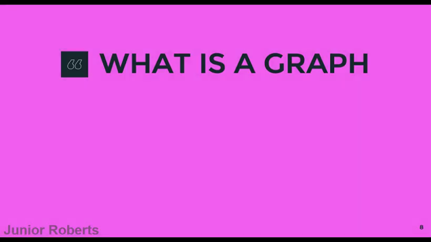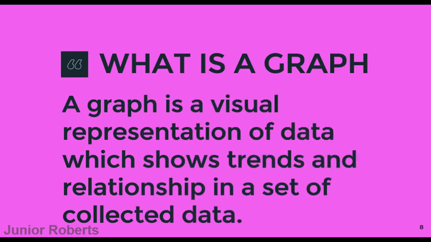So we now can talk a little more about what a graph is and how graphs help to give us more information about the data that we collect. A graph is a visual representation of data which shows trends and relationships in a set of collected data, right? This trend and relationship which the graph shows is very important to us as physicists, because we're able to predict certain trends, and we can also form mathematical relationships between a set of data.